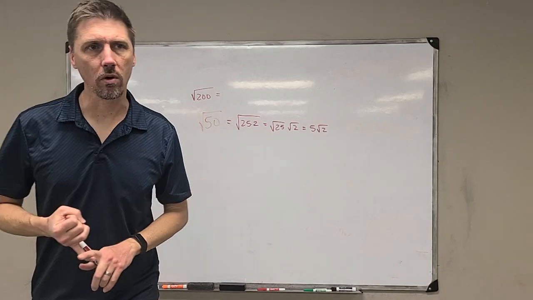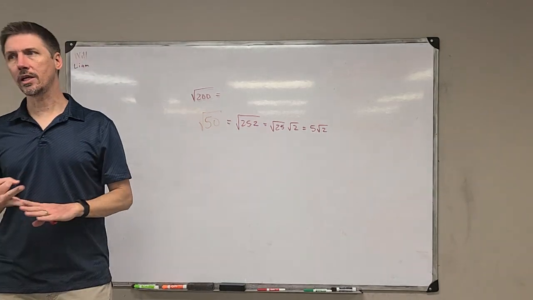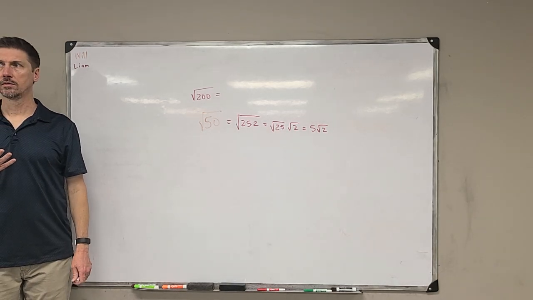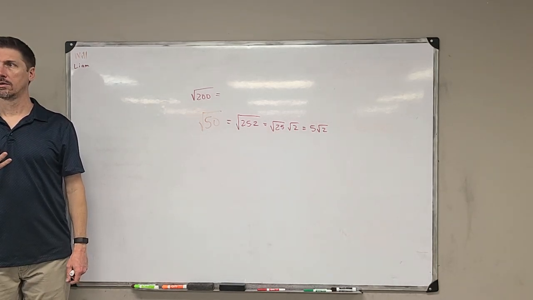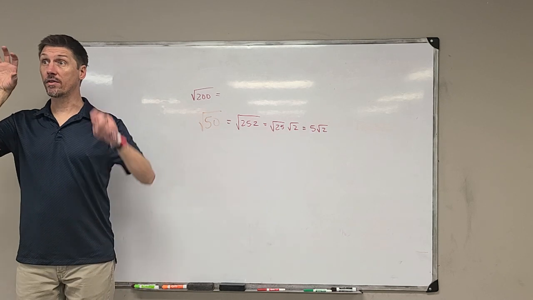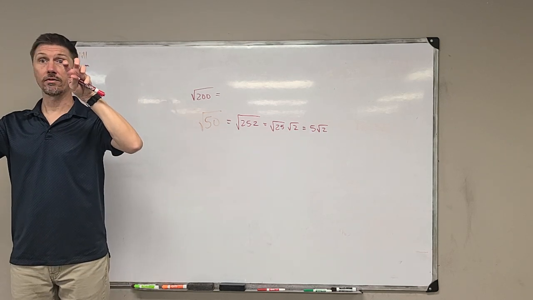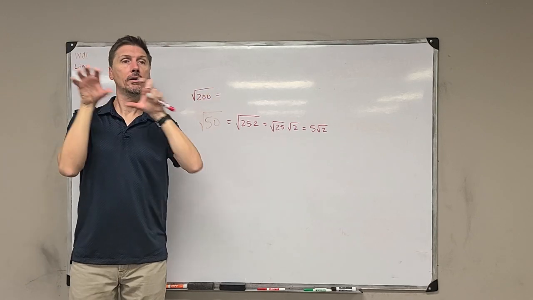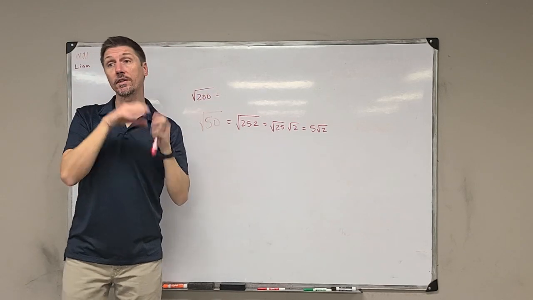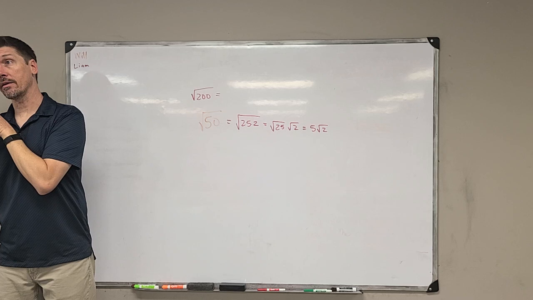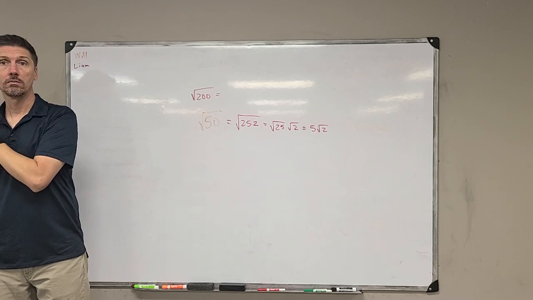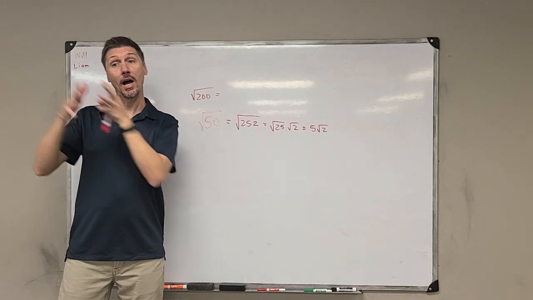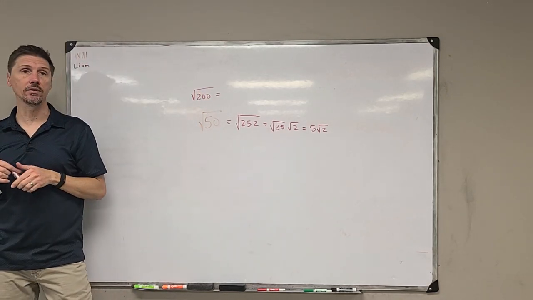I mean numbers like 4, 9, 16, 25. Why are those perfect squares? They're all the result of a number multiplied times itself, right? 2 times 2 is 4, 3 times 3 is 9, 4 times 4 is 16. So if I take the square root of 16, what do I get? I get 4, because 4 times 4 is 16. If I take the square root of 25, I get 5 because 5 times 5 is 25.